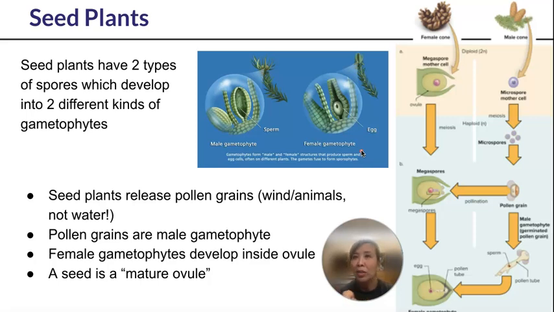So the seed plants will release the pollen grain. These are actually the male gametophyte. So whenever you have an allergic reaction because of pollen, congratulations, you have plant sperm up your nose. The female gametophyte is developing inside the ovule. So we can see here that the female developed inside the ovule, and the seed is actually a mature ovule.